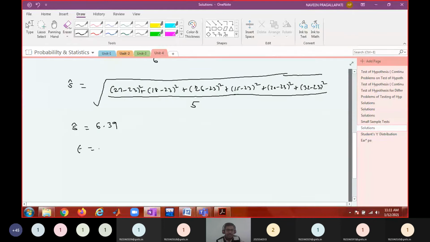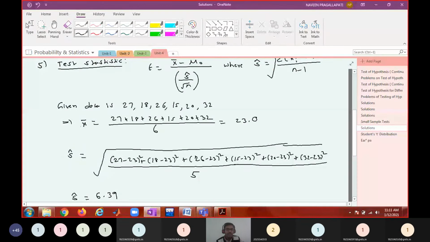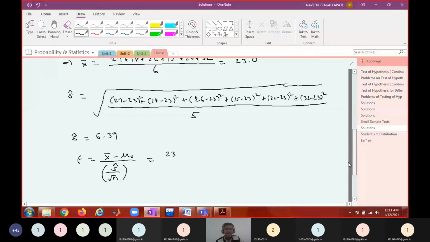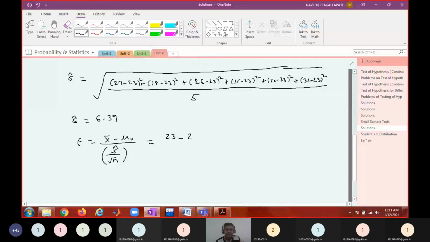So what is t? t is equal to x bar minus mu naught by s cap by root n. What is the sample mean you got? 23. This is nothing but the value of the random variable x bar. Minus mu naught, the claim, which is 20 minutes. The sample mean we got is 23 minutes, divided by 6.39 divided by root 6, as the sample size is 6. So compute this value. 1.15.